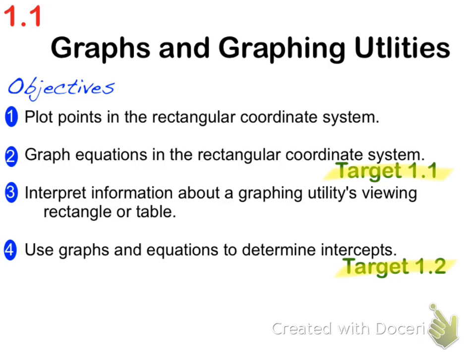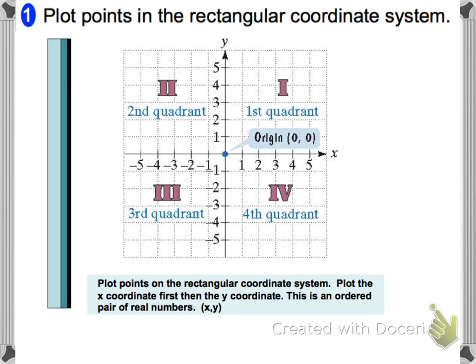This section hits two of our targets for the chapter, one dealing with graphing equations and the other one with determining intercepts. So make sure you pay special attention when those targets come up. Let's go ahead and get started.